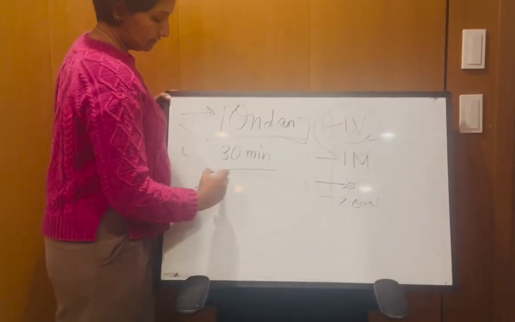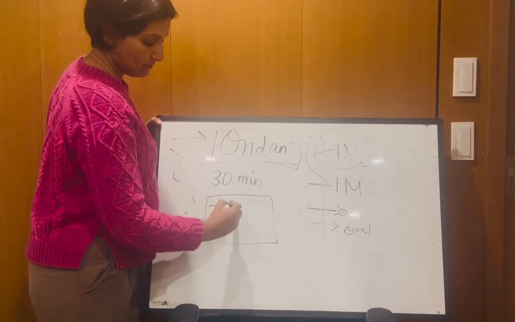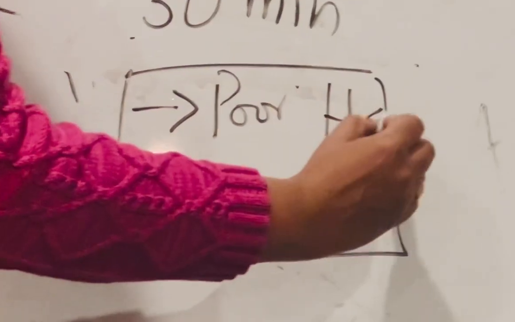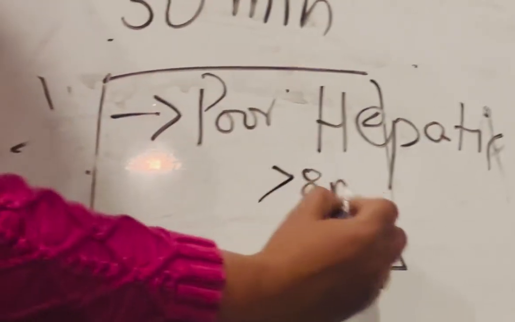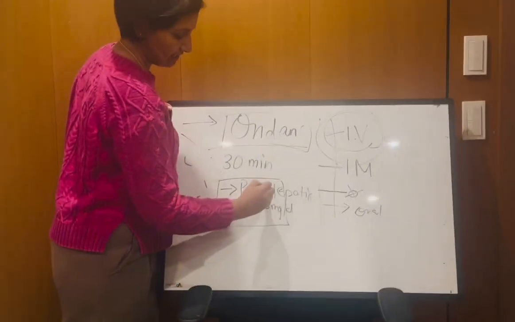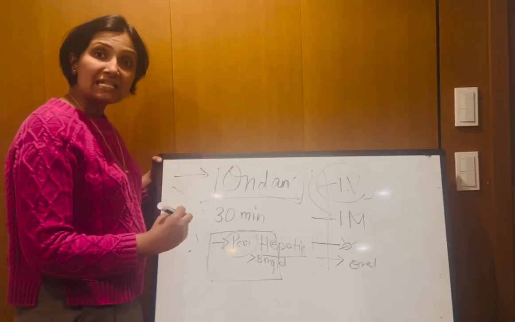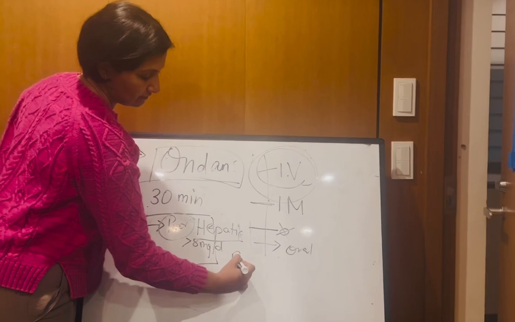Similarly, other things we need to look into is if the patient has very poor hepatic function, liver function, don't administer the drug or don't give more than 8 mg per day. If the patient has poor liver function, take the baseline ECG because it can prolong the QT interval.